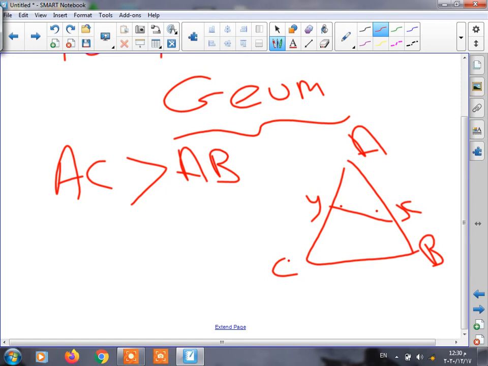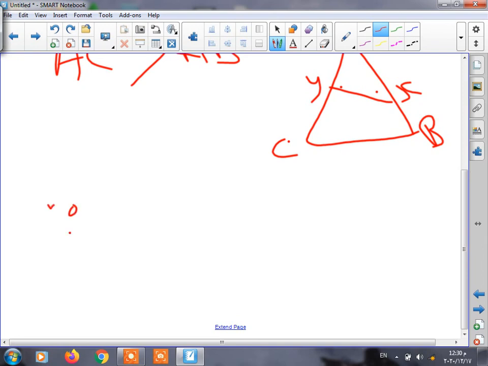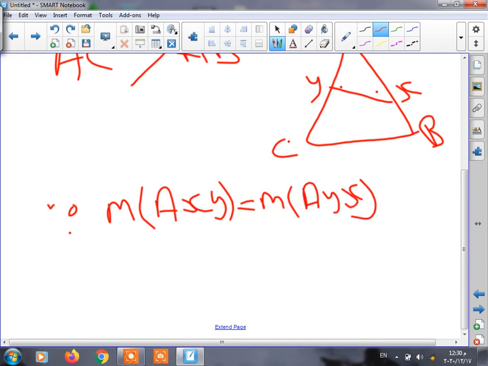So our given is we have two unequal sides and we have two equal angles inside triangle AXY. Type number 1, since measure of angle AXY equals measure of angle AYX, that means this triangle is an isosceles triangle. We have AX equal AY, or AY equals AX. And this is relation number 1.